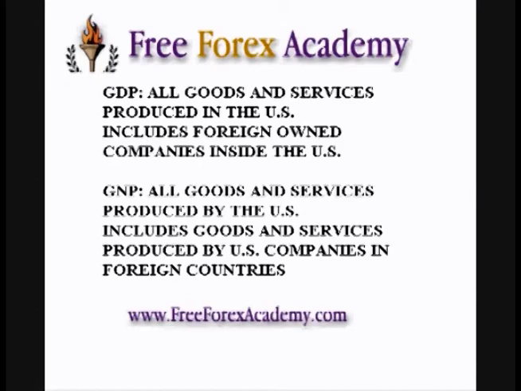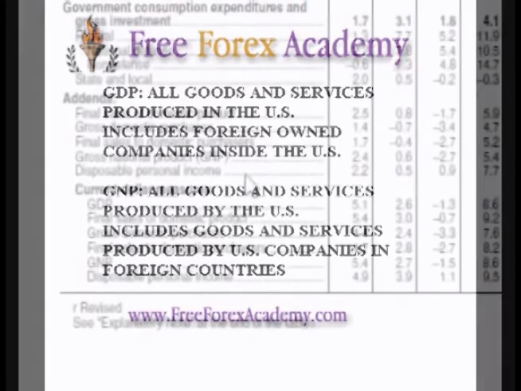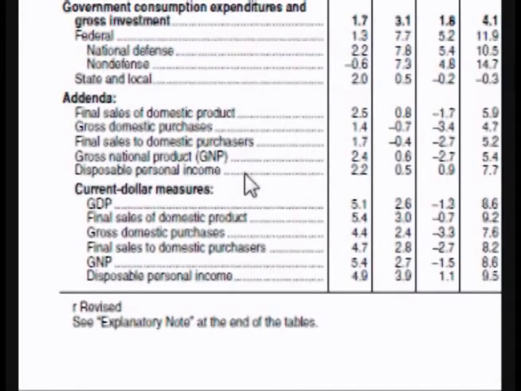An example is that products produced from a Honda Motors car plant located inside the U.S. is added to the total for GDP, but not added to the total for GNP, whereas the goods produced from a Ford plant located in Europe is added to the gross national product, but not added to the gross domestic product. The next section is disposable personal income. When people have more disposable income, they tend to spend more, which increases demand.